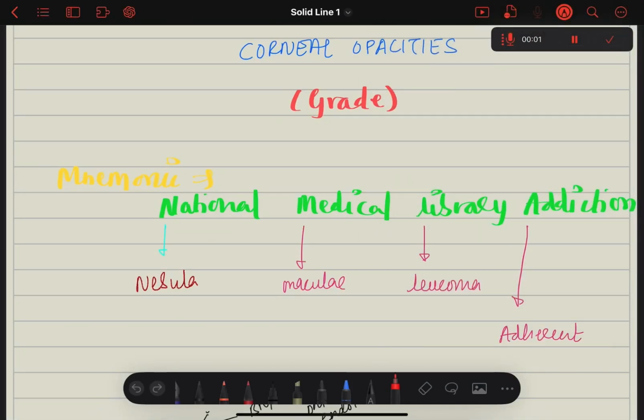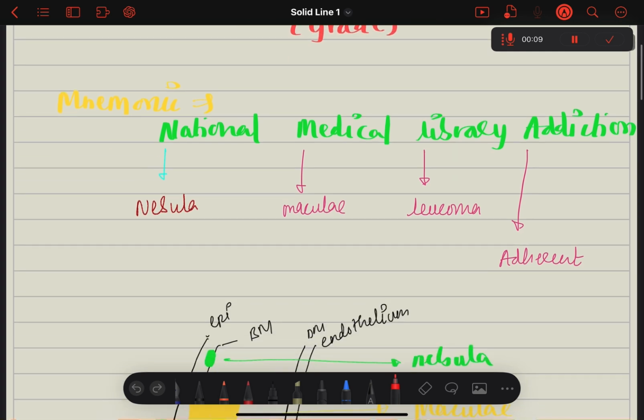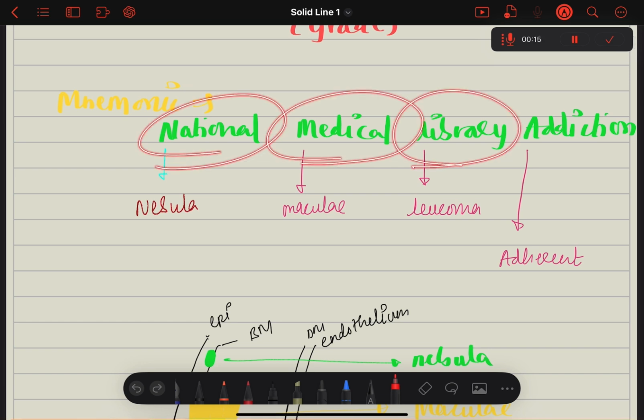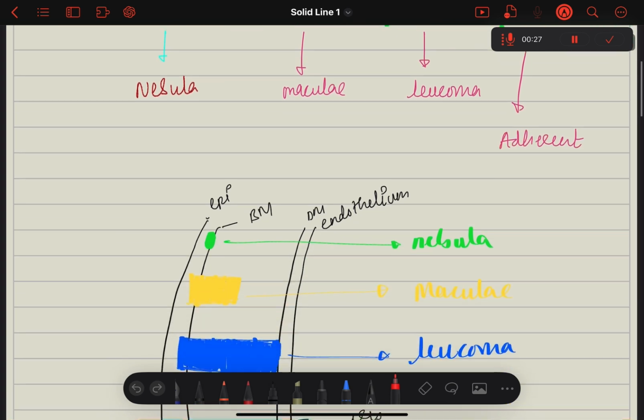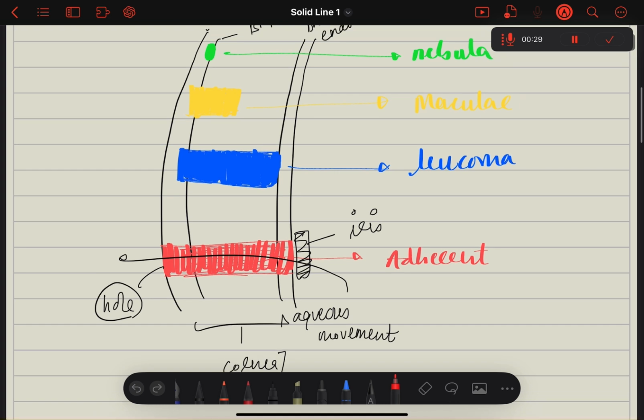So, good evening, everyone. We will start with a basic topic, corneal opacities, in which we will see the grades of corneal opacities. The mnemonic for it is National Medical Library Addiction. National stands for nebula, medical stands for maculae, library stands for leucoma, addiction stands for adherent. Four types of corneal opacities we will see in this lecture.